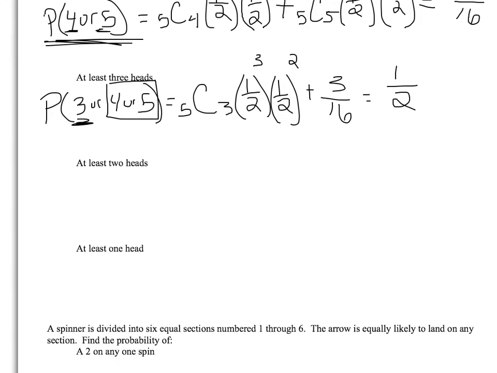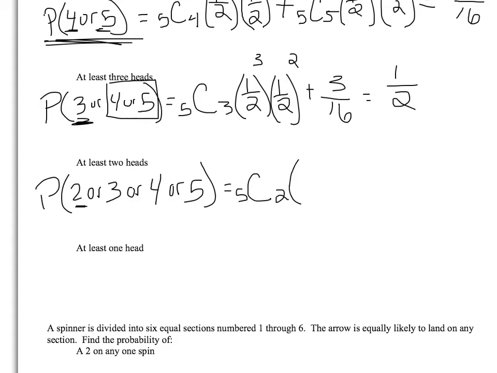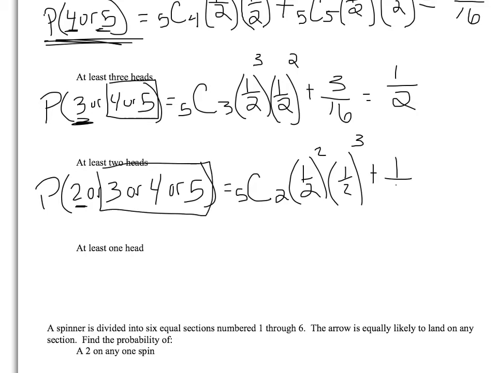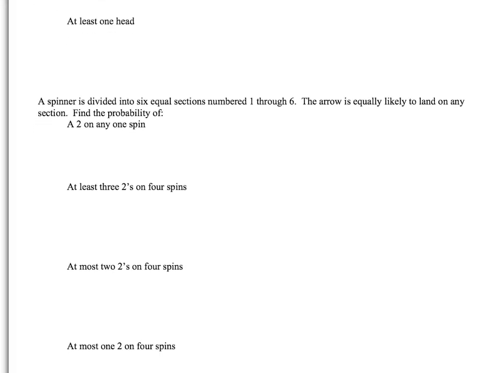At least 2 heads means you could get 2 or 3 or 4 or 5. So for the 2, it will be 5 choose 2 of them. Probability of a heads is 1/2. Probability of tails is 1/2. You want 2 heads and 3 tails. Plus, the probability of 3, 4, or 5 is left, which you already did, is 1/2. You guys type it in and finish that one. Also do the one with at least 1 head. You guys will try that one as well.